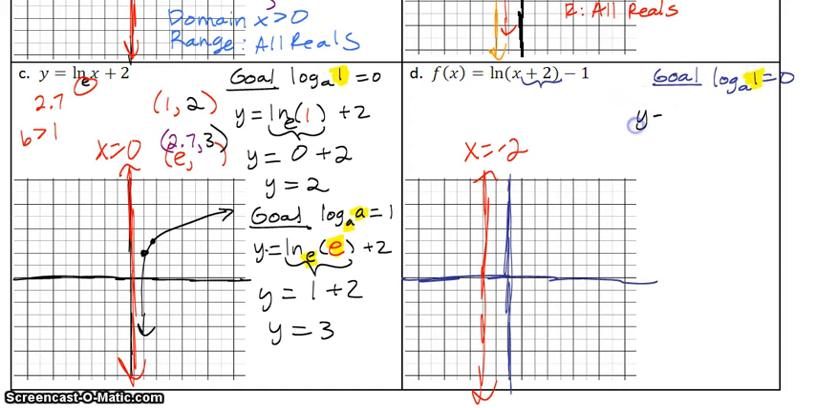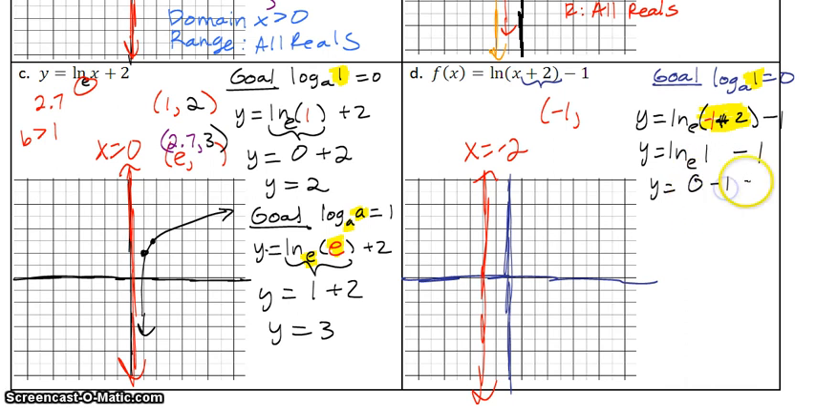So here's my formula this time. I want to put something in there so that this parentheses is equal to 1. To get it equal to 1, I need a -1. -1 plus 2 is 1. So x is -1 for my first point. Now to get y, if I have a 1 there, that's equal to 0, so my y value is -1 for that first one. So -1, -1 is my first point.